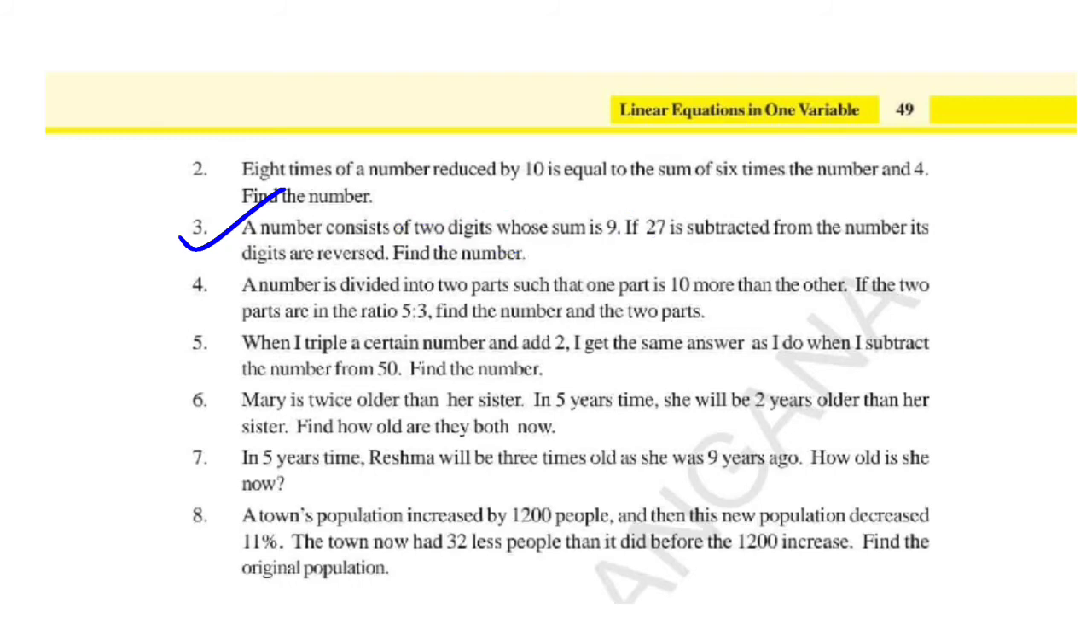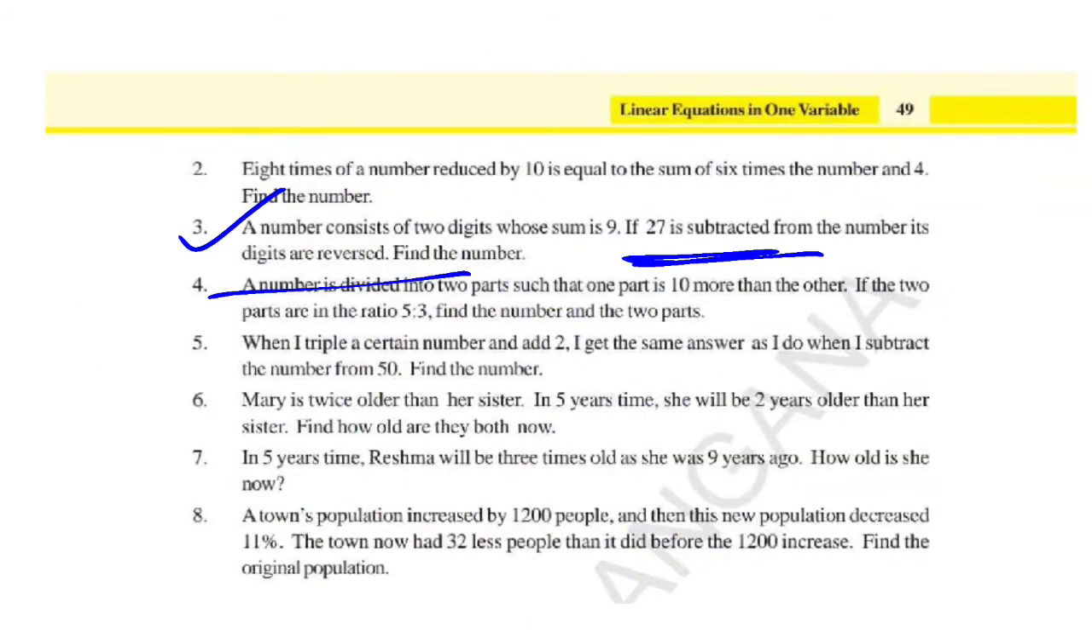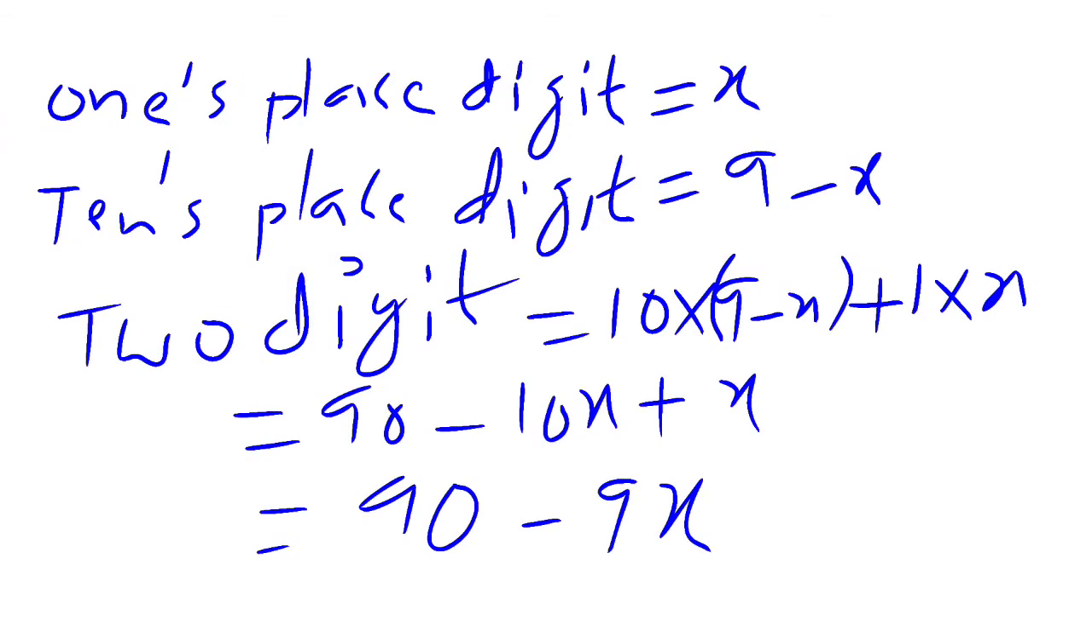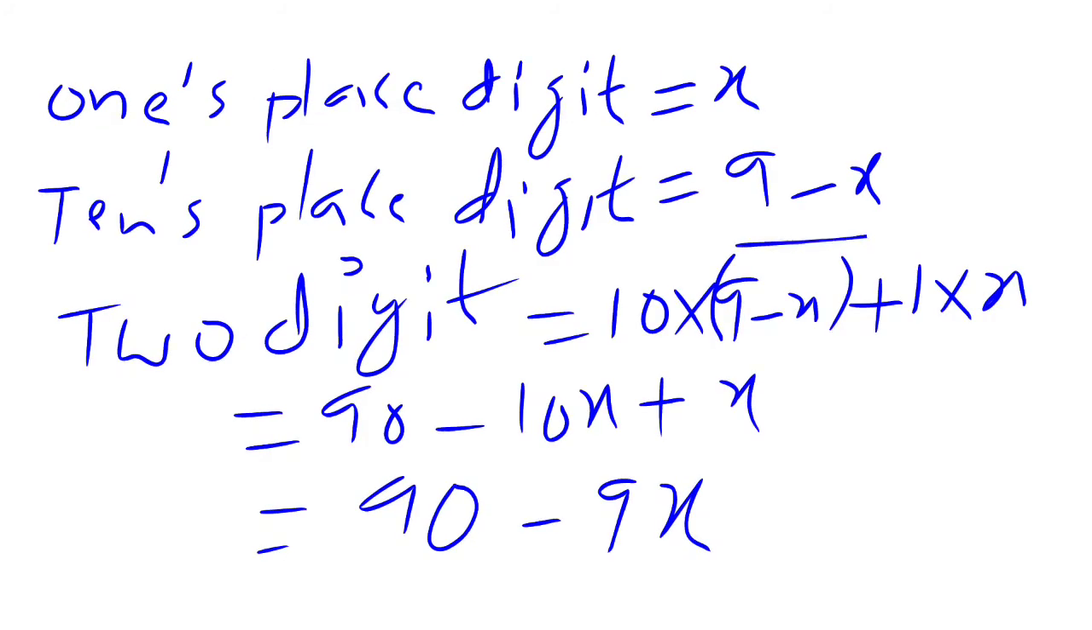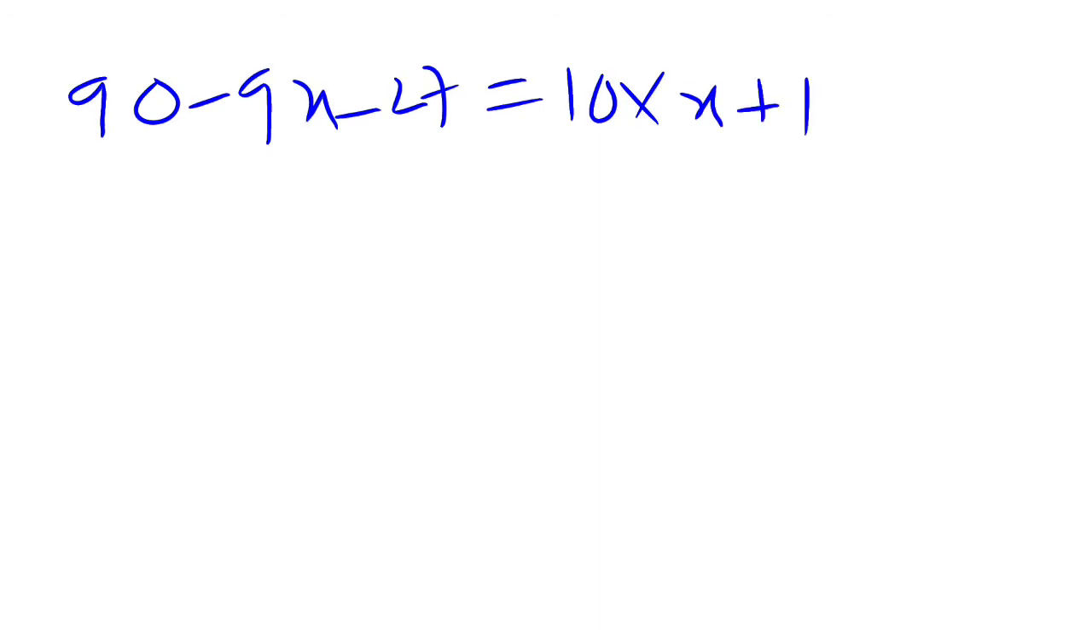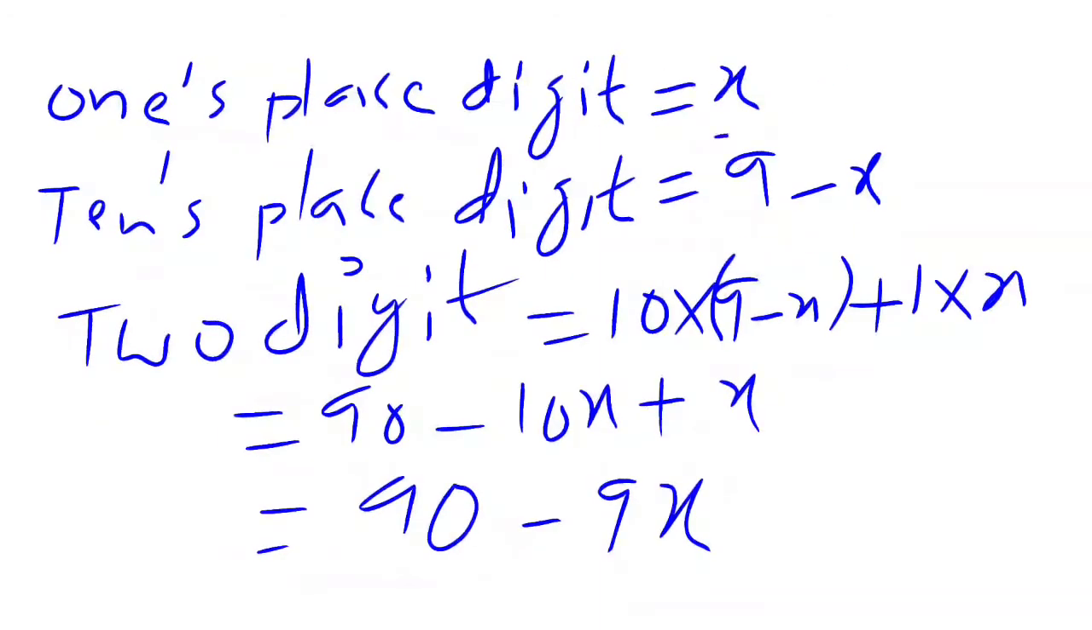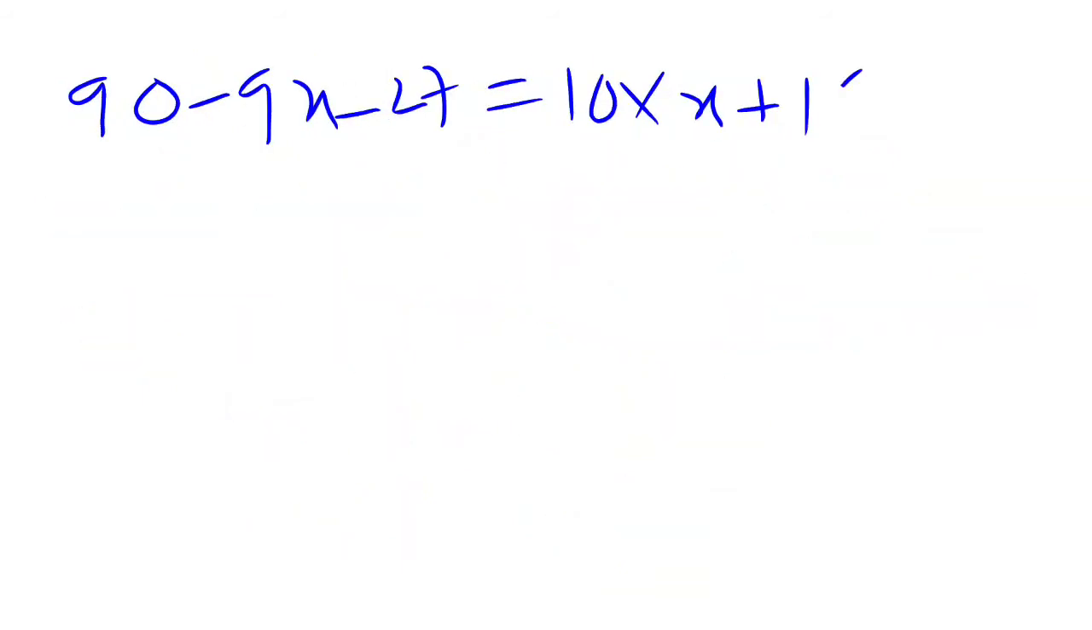Now 27 is subtracted from the number and its digits are reversed. So 90 minus 9x, minus 27. Then the digits are reversed. The tens place digit is actually 9 minus x, but you should take x, plus the ones place digit, which is actually x, but you should take 9 minus x.